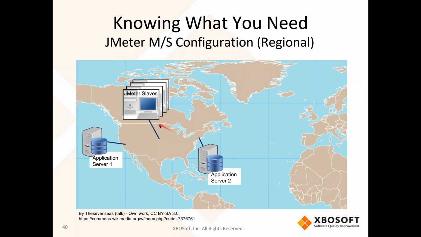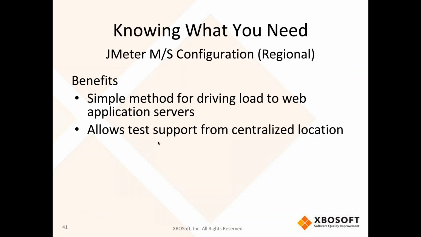And the advantage of this is that if I'm sitting in China, I don't want to be running my tests and slaves from China. I would want them in a place where there's very low, limited latency. And by putting them in the middle of the United States in a well-performing network like Azure or AWS, it would serve that purpose. So it's a simple method for driving load and allows test support for a centralized location. Basically what I just said.